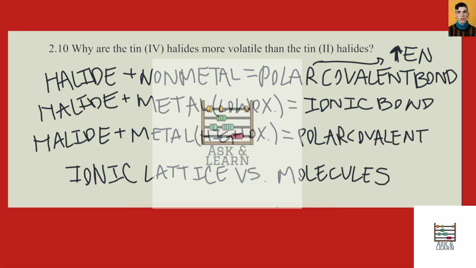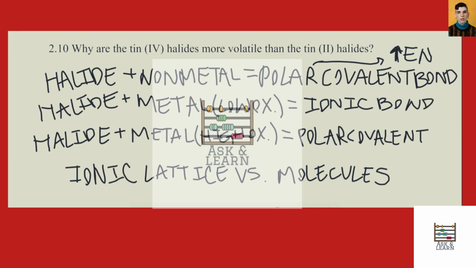Well, tin-4 is a polar covalent compound, while tin-2 halides would be an ionic compound. And our ionic compounds exist as a lattice, an ionic lattice. So rather than just having SnCl2, for example, you have a whole lattice of Sn and Cl atoms. Versus when you have molecules, you have individual molecules that are attracted to each other by intermolecular forces. So that's what dictates the boiling point in a covalent compound: the intermolecular forces between individual molecules.